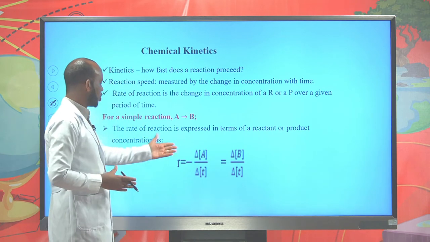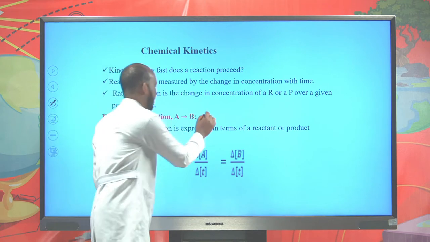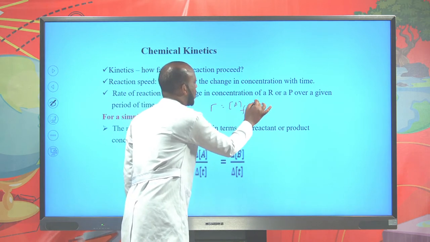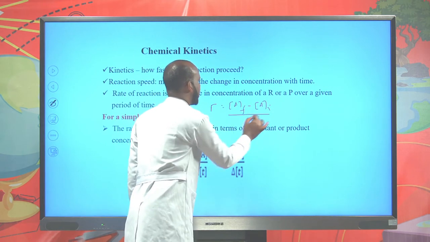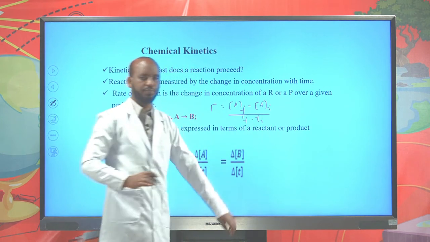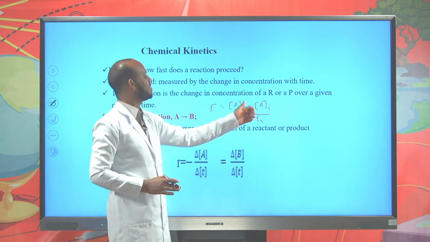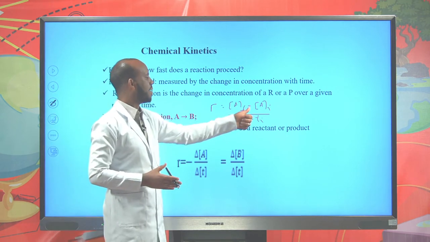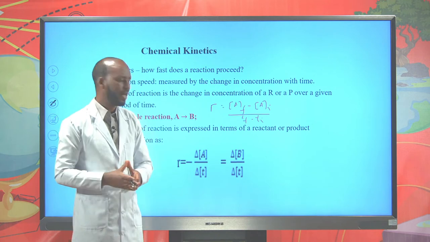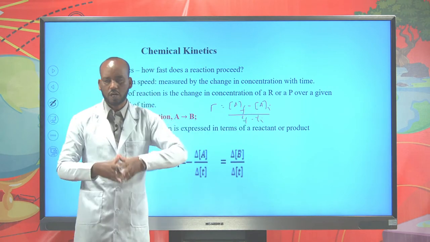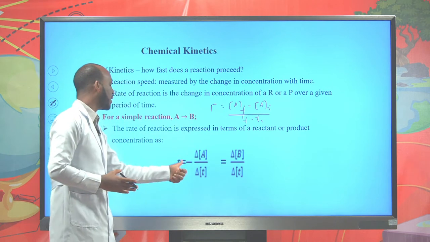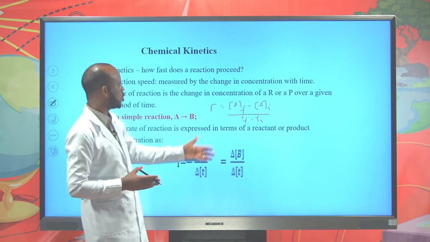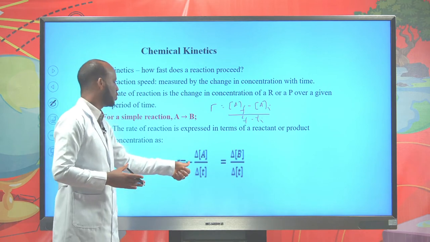Because change in concentration of A is final concentration of A minus initial concentration of A, divided by change in time, which is t final minus t initial. You see, the final concentration is less than the initial concentration because reactants are converted into product. Now, A final minus A initial is negative, but rates cannot be negative. In order to make it positive, we introduce a negative sign here. Therefore, when rate is expressed in terms of concentration of a reactant, a negative sign is used.